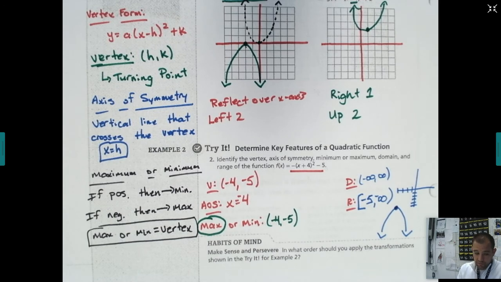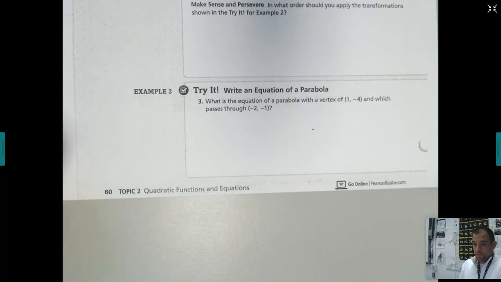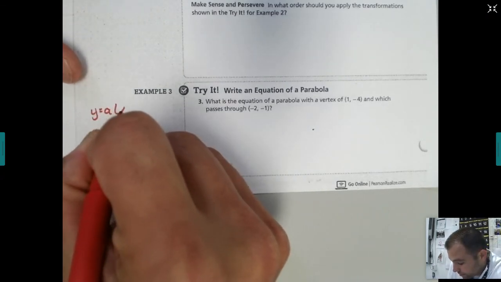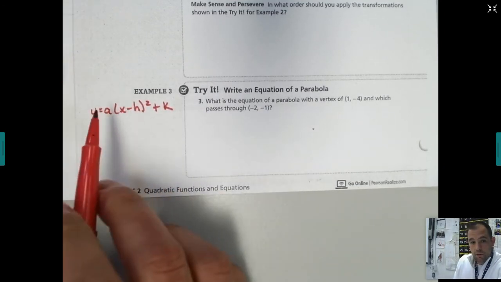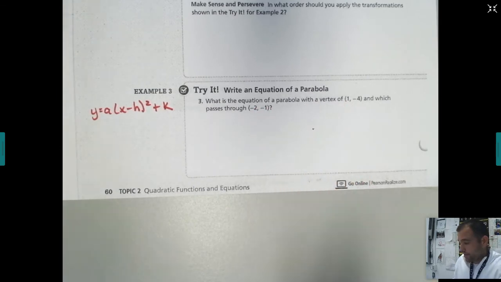The next problem, unfortunately, we're going to have to do some math. All right? So here's the next one, example 3. Now it gave us the vertex and a point. And it is our job to write the equation. Okay, so we know that vertex form looks like this from up above. I'm just copying the same equation. And it gave us a vertex and it gave us a point. Okay, this is typically one of the harder things for people to do.